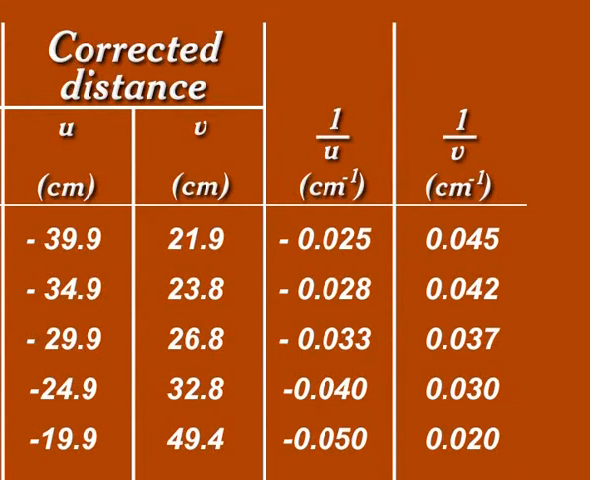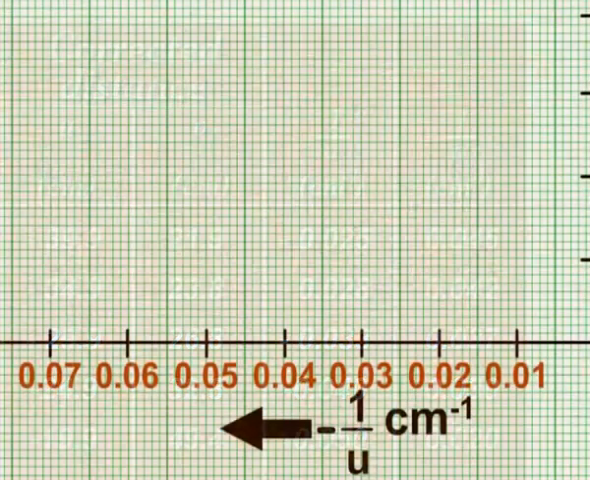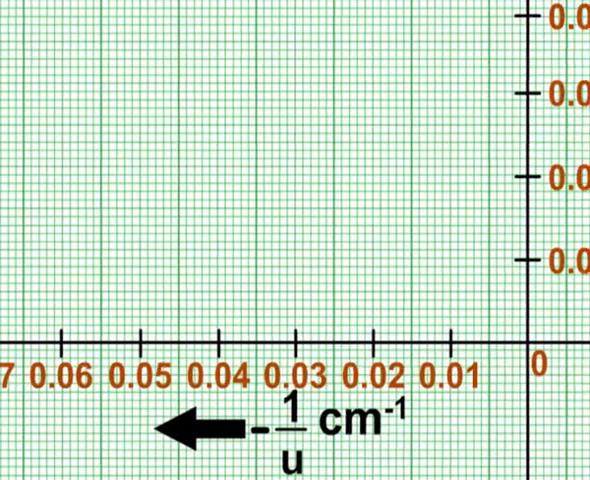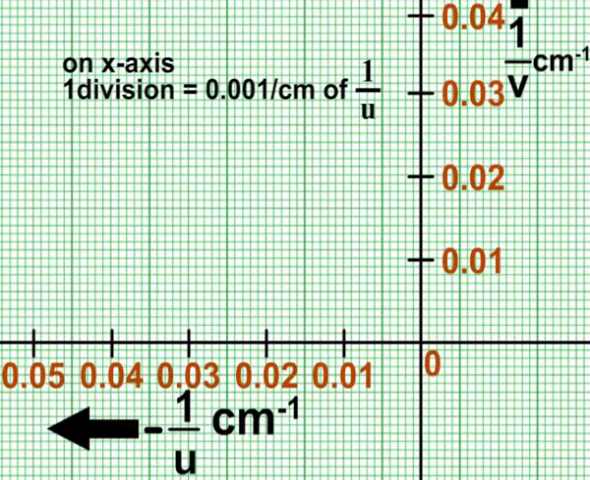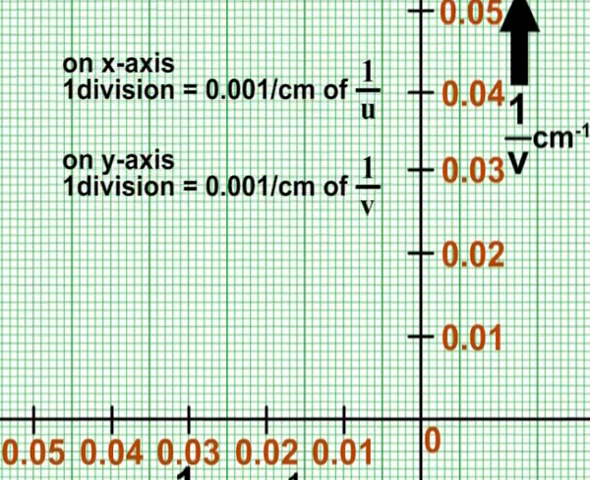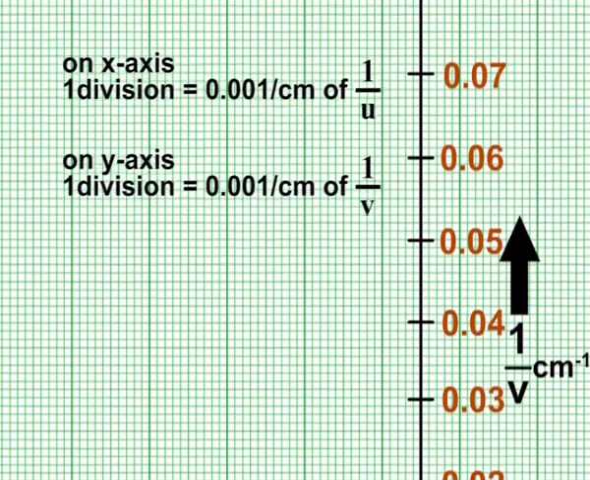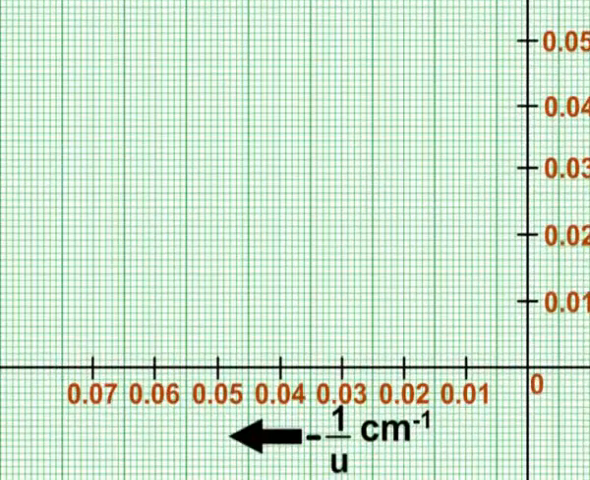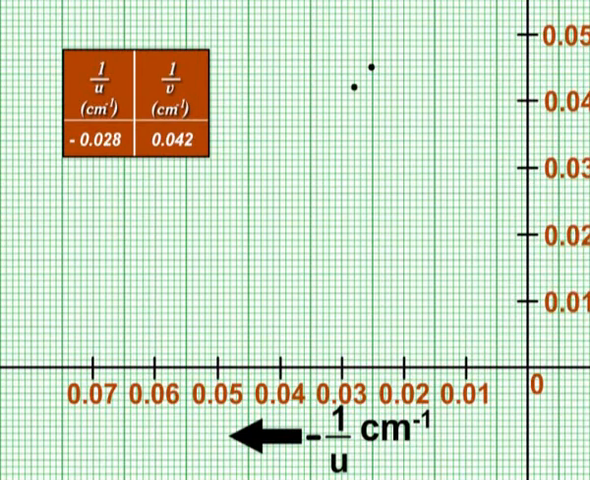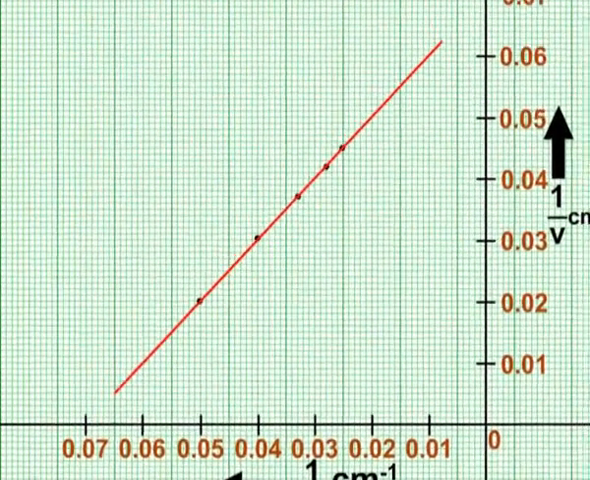To calculate the focal length by the 1 by u, 1 by v method, draw a graph between 1 by u and 1 by v by choosing a scale on the x-axis of 1 division equals 0.001 per centimeter of 1 by u, and on the y-axis 1 division equals 0.001 per centimeter of 1 by v. Now mark the positions of 1 by u and 1 by v and draw the graph. The graph should be a straight line.